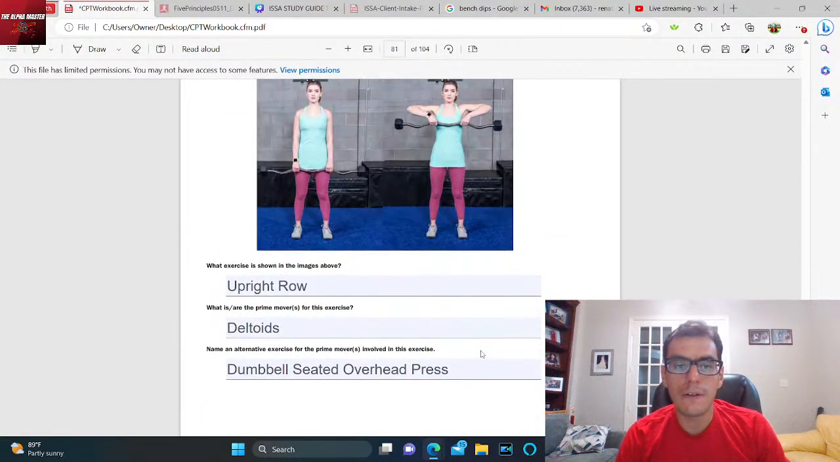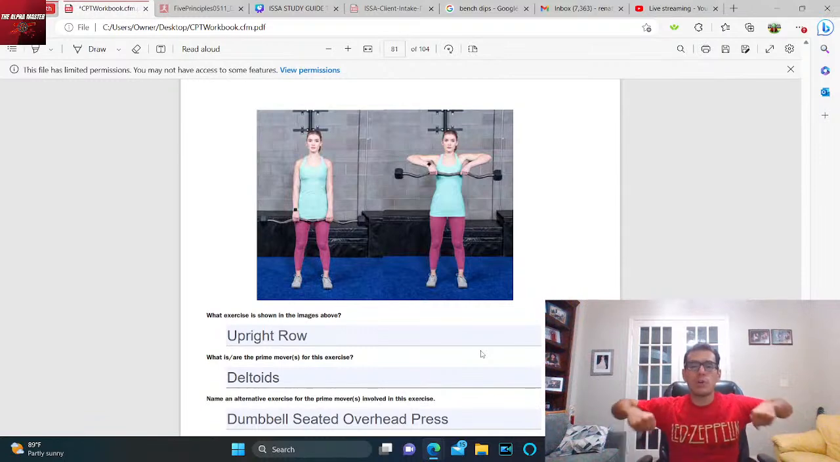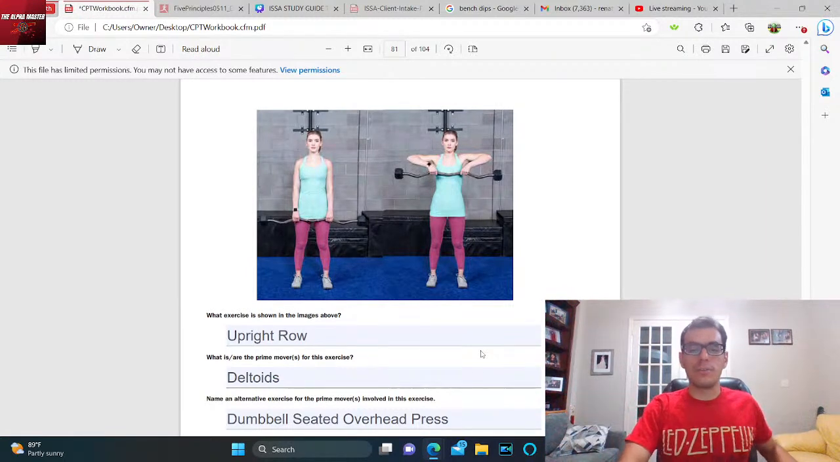Now in here, the exercise shown in the image above is going to be the upright row. The upright row exercise works the deltoids. The exercise shown in the images above is going to be the upright row, and the prime movers for this exercise is going to be the deltoids.